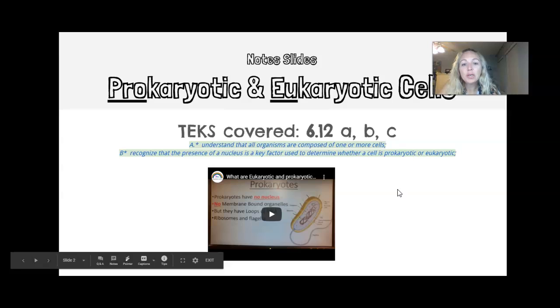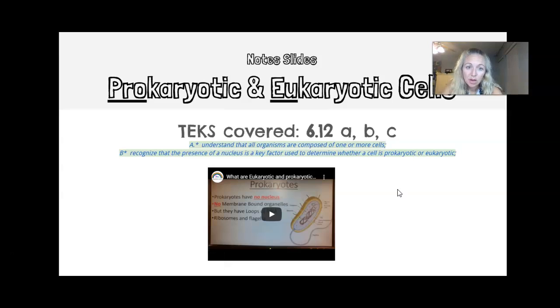This unit is about cells and how we classify cells. And so the title of these notes is prokaryotic and eukaryotic cells. We're going to learn about cells and the different kinds of cells there are today.